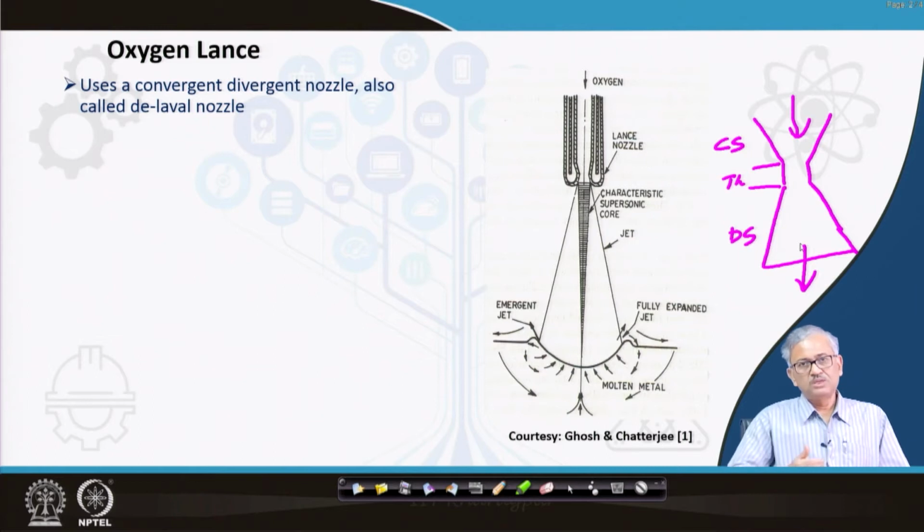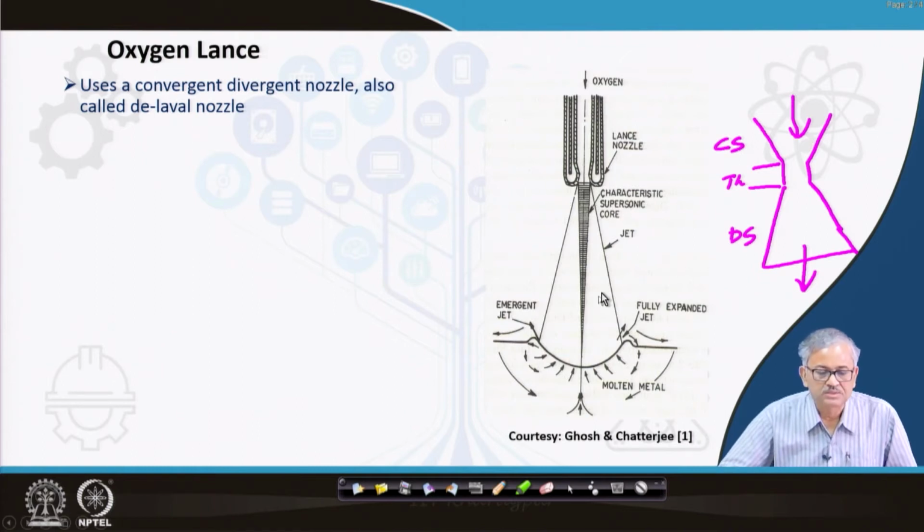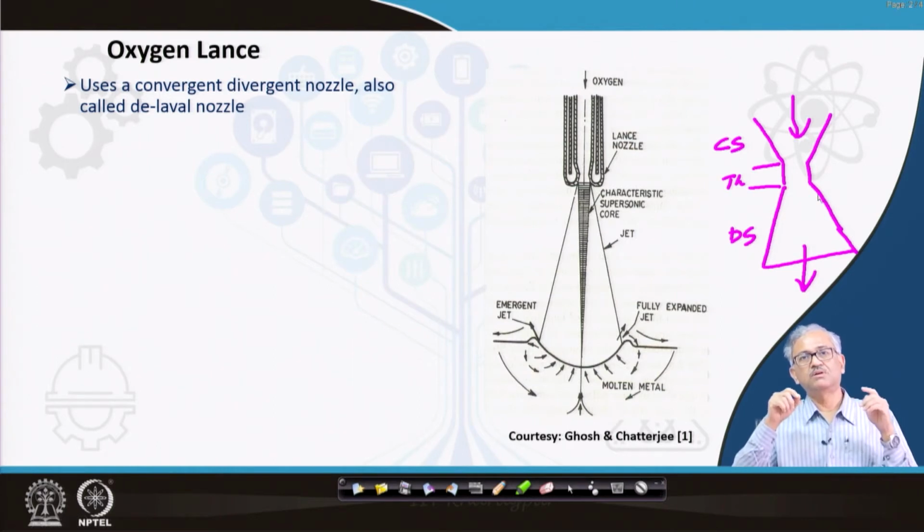So, the jet will progress through the atmosphere. Obviously, it will enter the surrounding atmosphere like this. Okay, so this is the advantage. You are basically using a convergent divergent nozzle, and that has the capability of accelerating the oxygen, or producing an oxygen jet at supersonic speed.